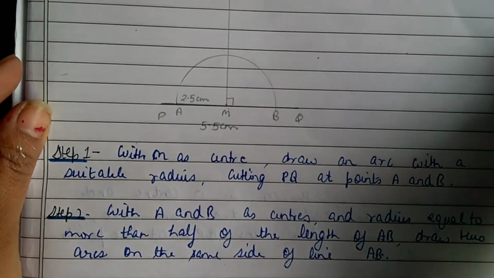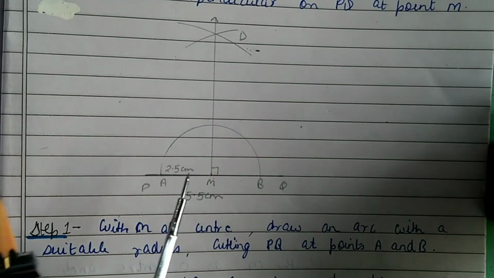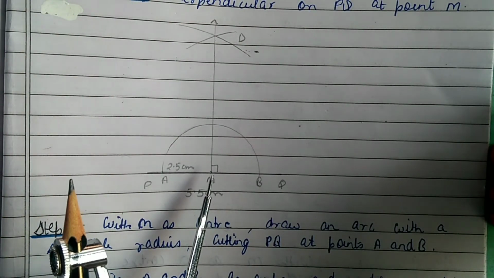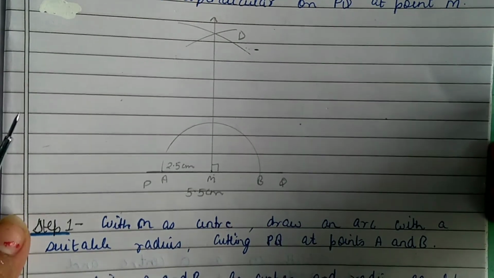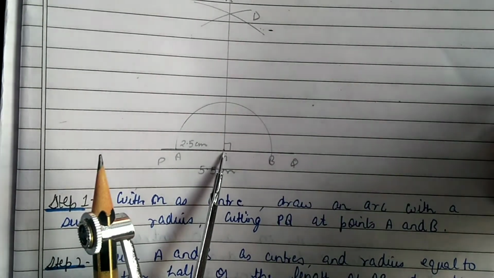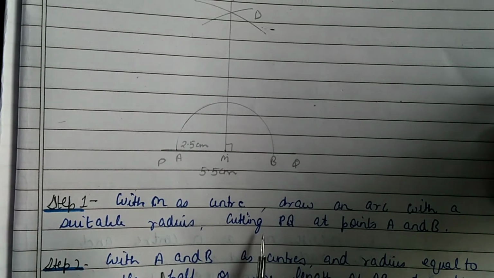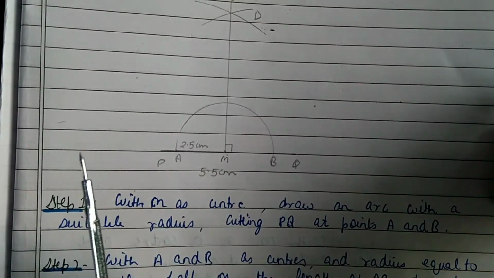Now see the steps of construction. First of all, we have drawn this line segment. First step is draw line segment PQ, then PM 2.5. You will mark this point PM 2.5 centimeter. Now after that, with M as center, draw an arc with a suitable radius. It's up to you. Cutting PQ at A and B. PQ पर A और B पर कट करता है.